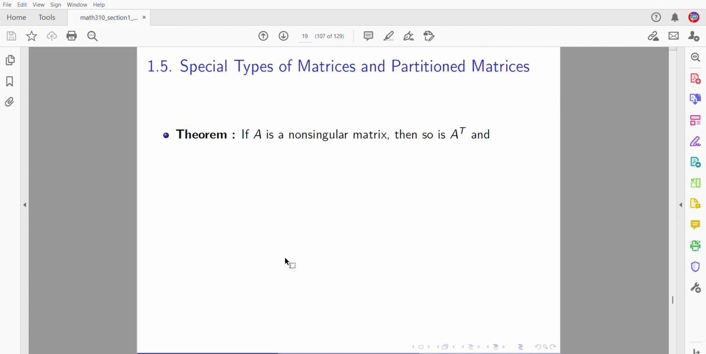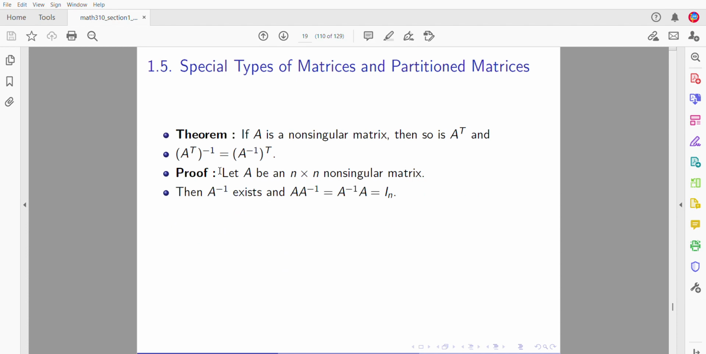Okay. Now this is an interesting theorem. If A is non-singular, then so is A transpose. The inverse of the transpose is the transpose of the inverse. You understand? Suppose A is an n by n non-singular matrix. Then A inverse exists, and A times A inverse is A inverse times A. That's the identity matrix.